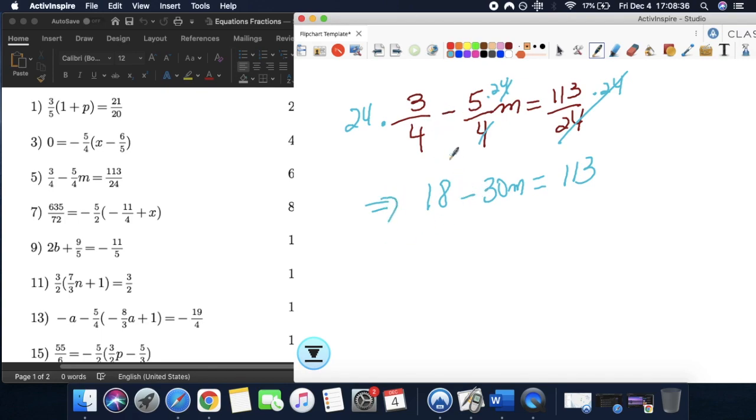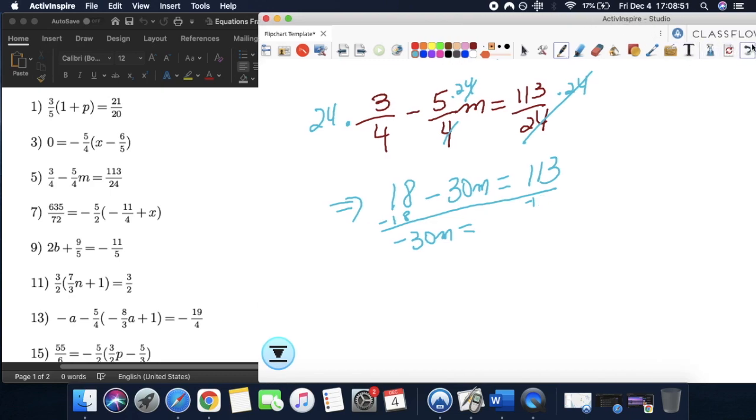So what do we have? Negative 30m equals... I'm going to do minus 18 on each side. I forgot to do that. Minus 18, so these two go away. 113 minus 18 is what? 95? Is that right? 13 minus 8 is 5. Yeah, I got 95. Am I doing something wrong?